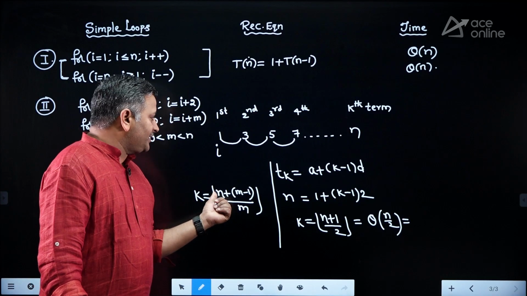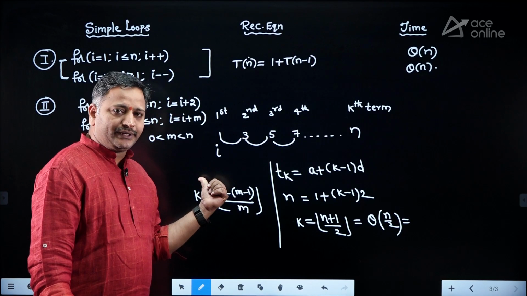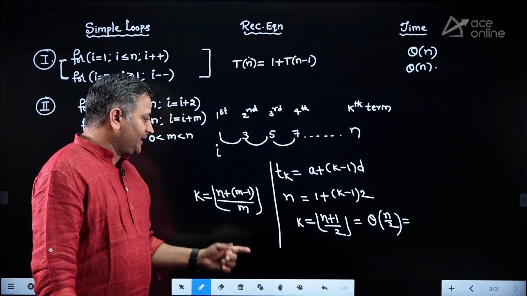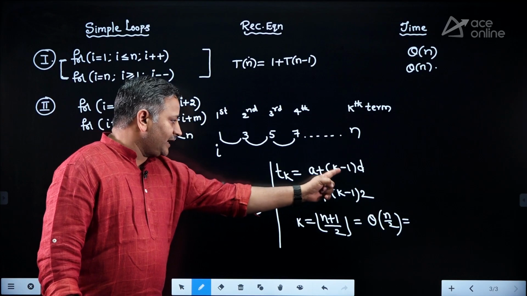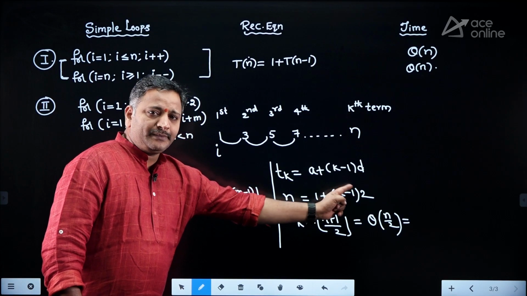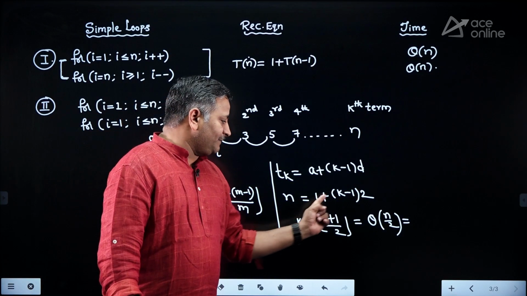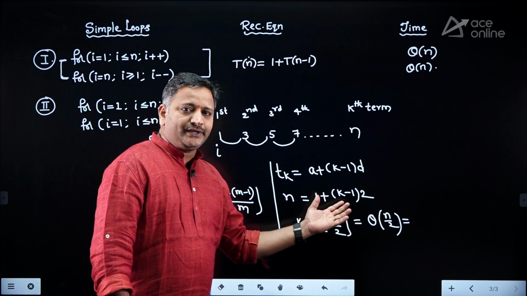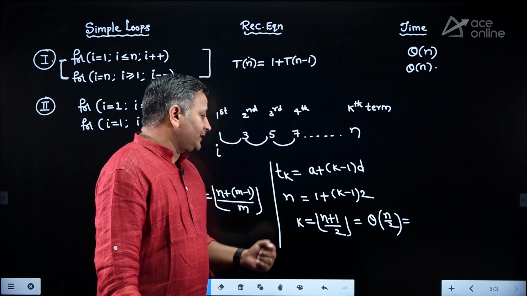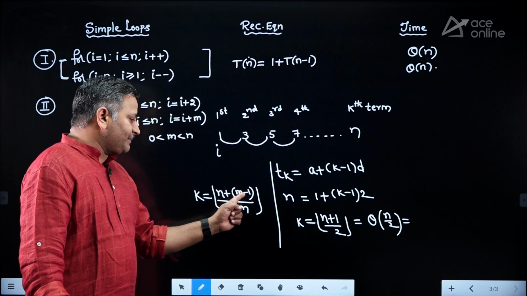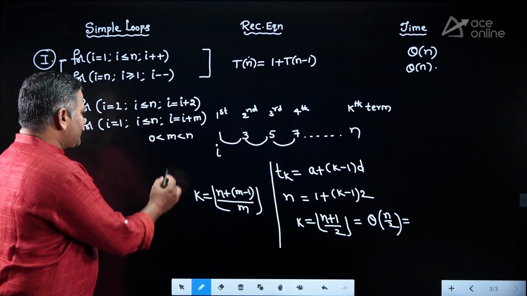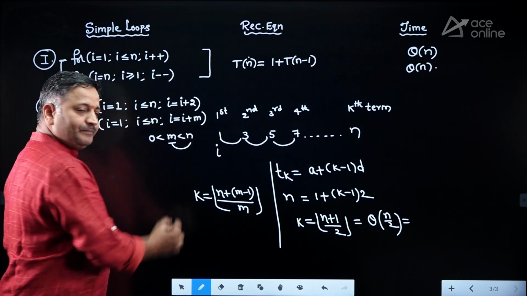Here, what is the first term? First term is 1 only, common difference is m. Therefore, if I substitute a equal to 1, (k minus 1) into m, that is mk minus m plus 1, from this you have to find the k value, clear? So, if you find the k value, it becomes (n plus m minus 1) by m, but you already mentioned that m value is smaller than n.